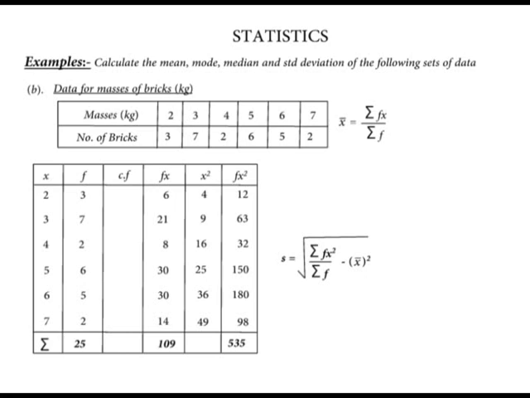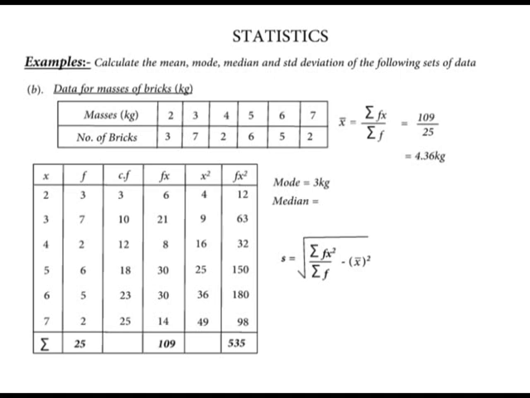Cumulative frequency. The first one is 3, 3 plus 7 is 10, 10 plus 2 is 12, 12 plus 6 is 18, 18 plus 5 is 23, and 23 plus 2 is 25. I believe that is sufficient. So mean x bar is given by summation of fx over summation of f, that is 109 over 25, giving us 4.36 kilograms. Mode is the one with the highest frequency and it's 3 kilograms.